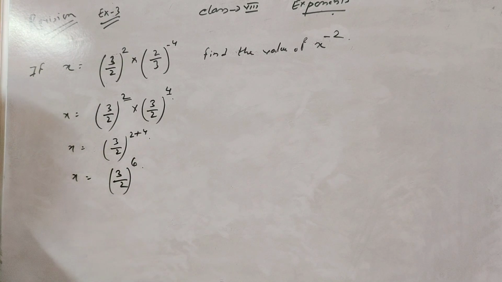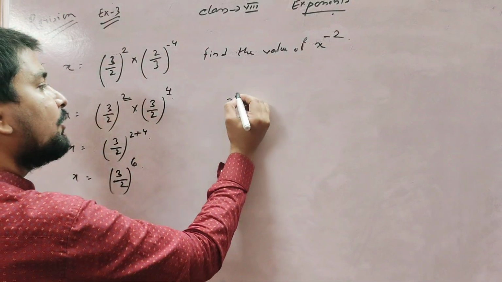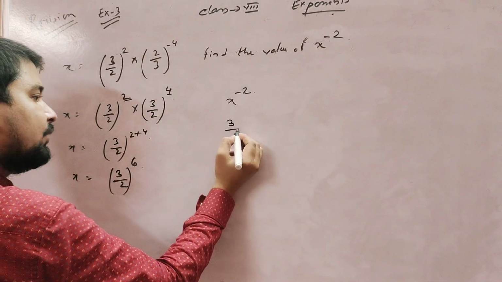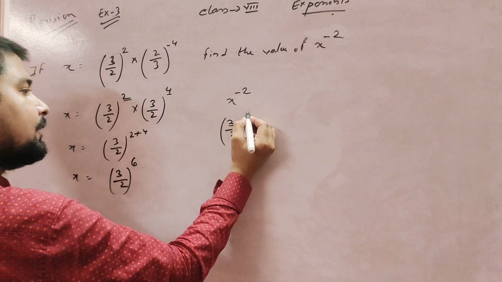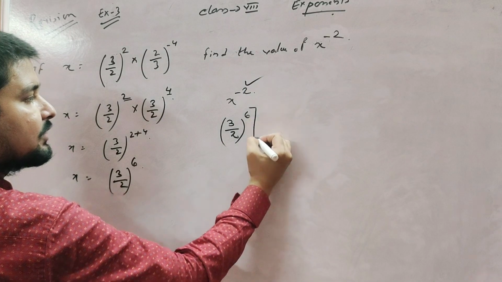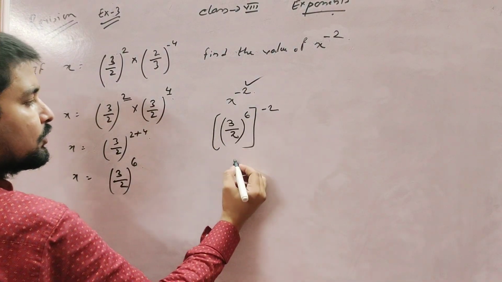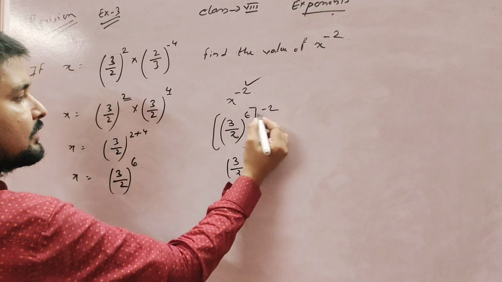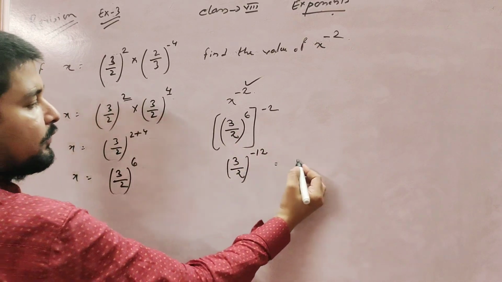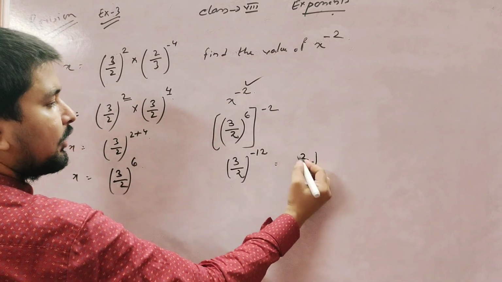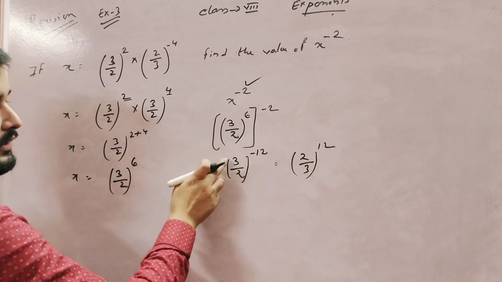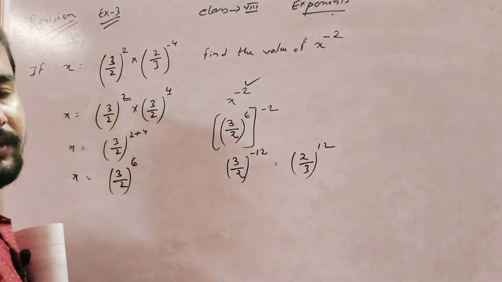This gives the value of x, but the question is to find the value of x to the power -2. Okay, so in place of x we write 3 by 2 to the power 6, because we have the value of x equal to 3 by 2 to the power 6, and this one is given extra, that is -2. So 3 by 2 to the power 6 into -2, that is -12. And for the positive exponent, we know that this is negative, so for the positive we take the reciprocal, that is 2 by 3 to the power 12. Okay, note.